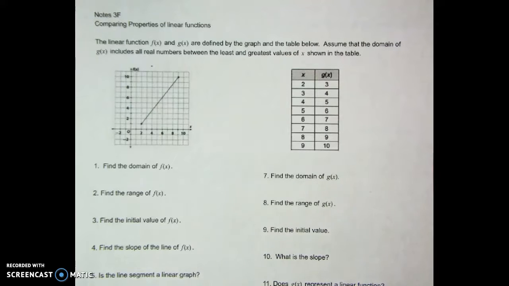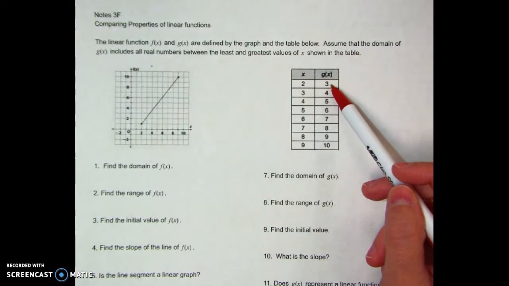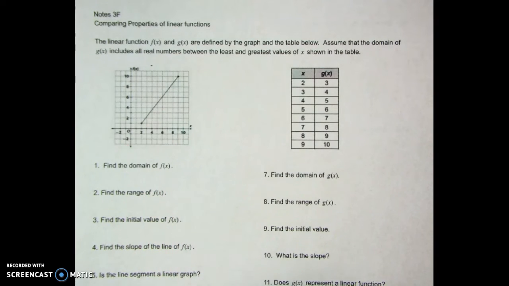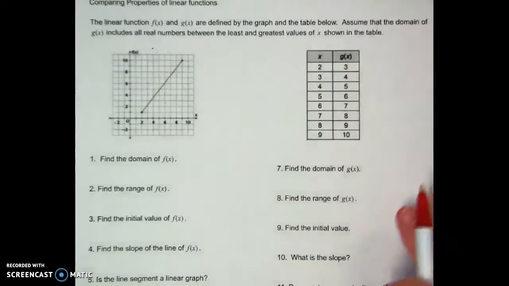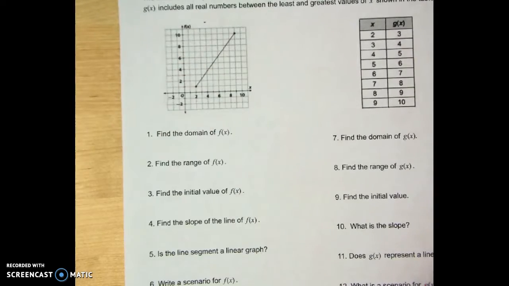Today's notes are on comparing properties of linear functions, and down here we have a graph which is f of x and the table has g of x. So it says the linear functions f of x and g of x are defined by the graph and table below. Assume that the domain of g of x includes all real numbers between the least and greatest values of x shown in the table. Okay, so first we're going to do 1 through 6 over here, and it's just talking about the graph.